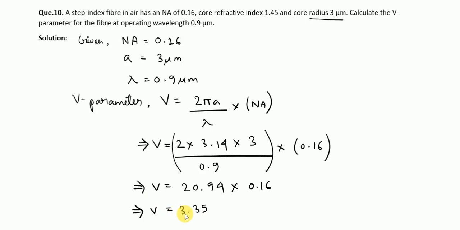Now, why is this V parameter important in fiber optics? Well, if the V parameter is less than 2.405, the fiber operates in single mode. So if V parameter is less than 2.405, it will operate in single mode. But if the V parameter is greater than 2.5, the fiber becomes multi-mode.